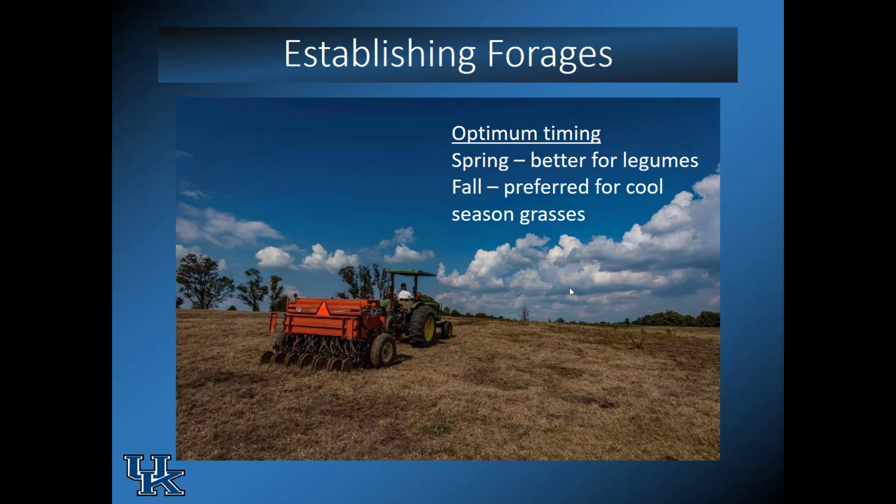In general, when we're talking about cool season grasses and legumes, spring is better for legumes and fall is preferred for cool season grasses. For our warm season plants, we're talking about a seeding date in the May or June range, after the soil has become warm and we have gotten past the date where we can expect a frost at some time.